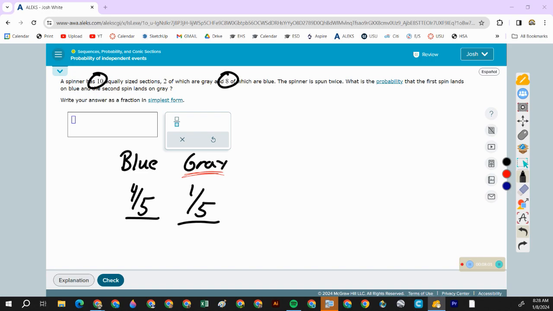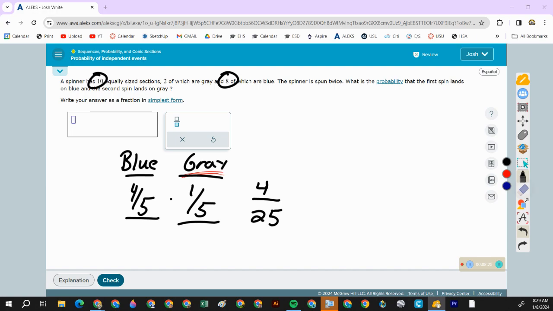So what's the probability of getting blue and then gray? We multiply them together. So we times the tops. 4 times 1 is 4. Bottoms, 5 times 5 is 25.